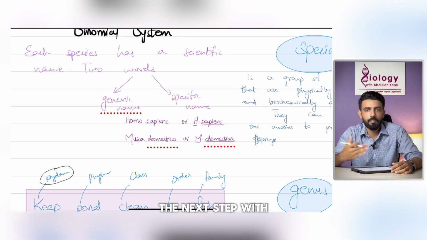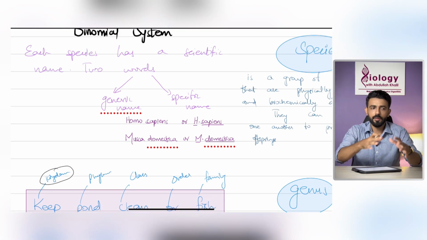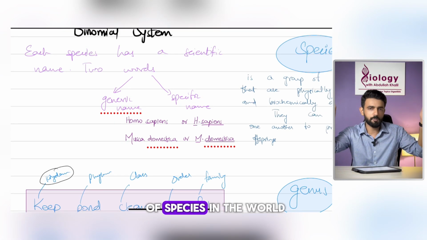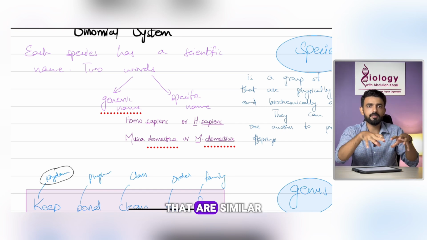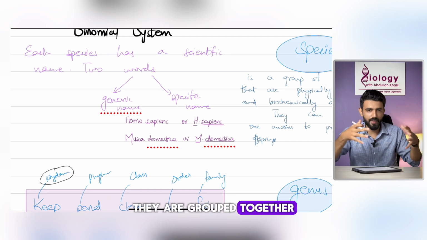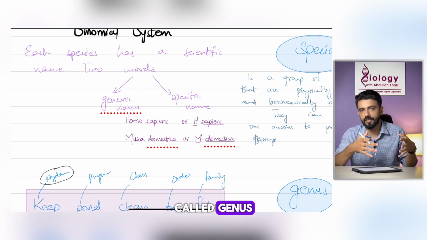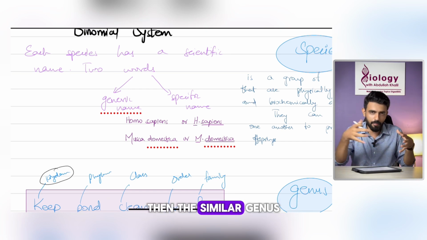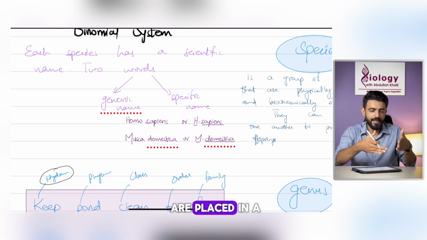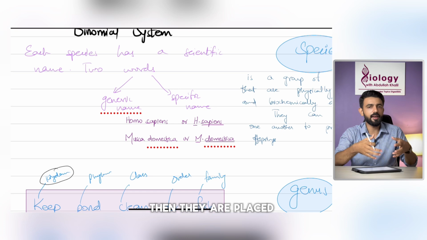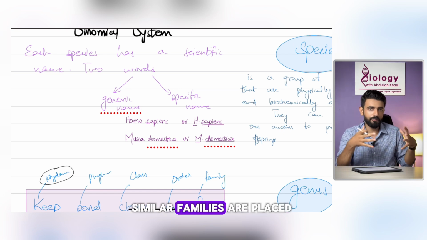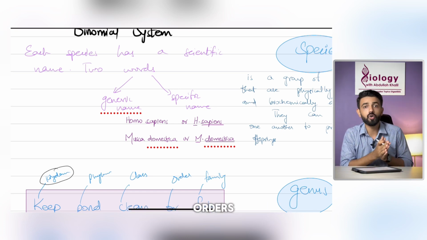The next step with the classification is that we have millions of species in the world. Now the species that are interrelated, that are similar, are grouped together in a bigger group called genus. Then the similar genera are placed in a bigger group, which is families. Then they are placed in a bigger group. Similar families are placed in a bigger group called orders.